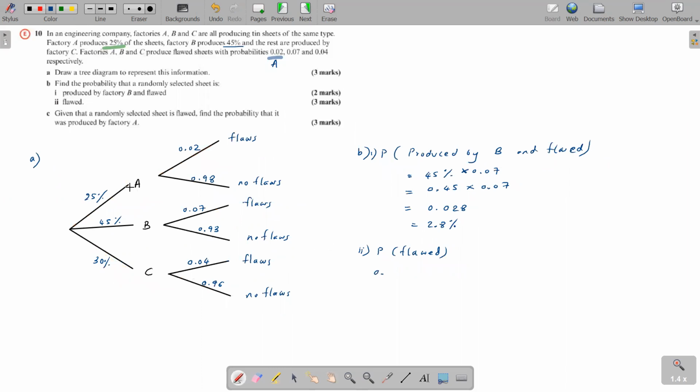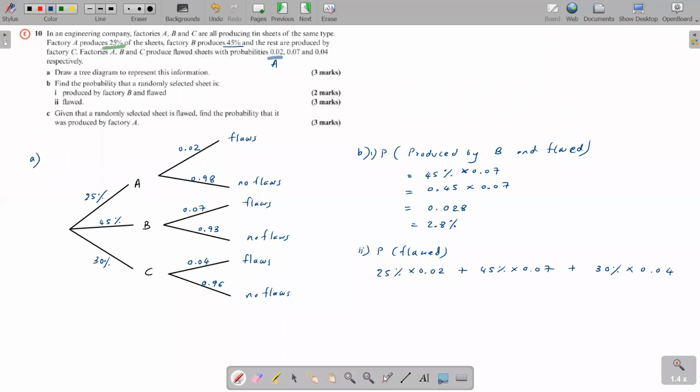So I'll multiply 25% into 0.02, plus the next one, factory B. So this is concerning A. So B, factory B, 45% and flawed is 0.07. Can you guys see what I'm doing? Plus next going to factory C, which produces 30% into the flawed probability 0.04.